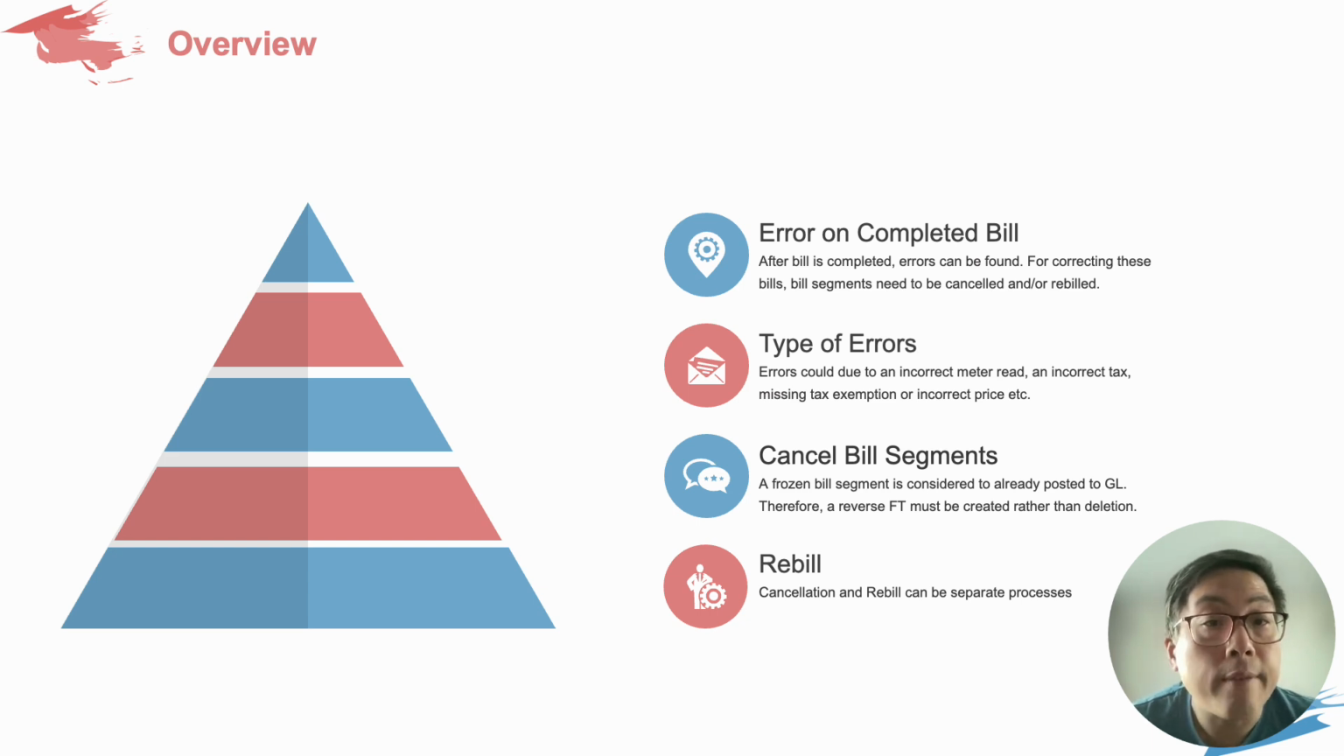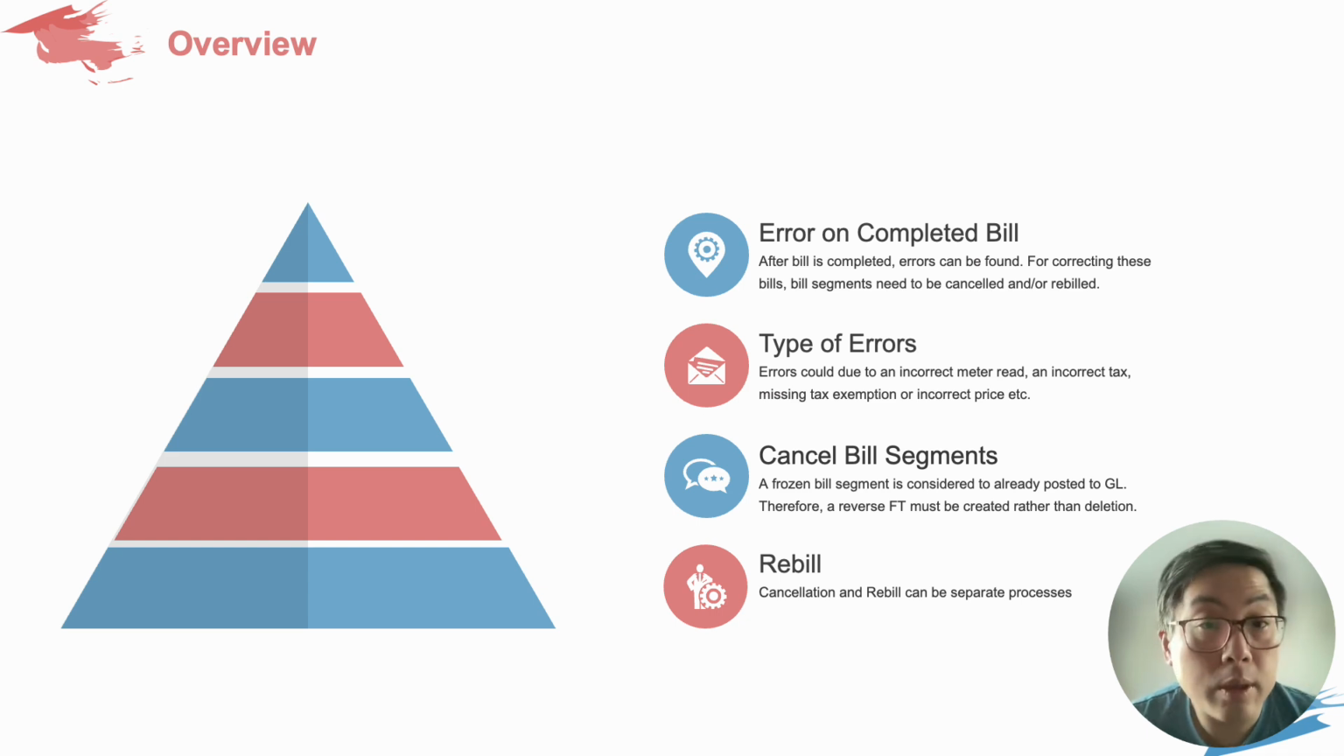Or you could have cases where incorrect tax has been applied on the bill, or it could be the tax exemption. For example, in the UK, you could have the VAT CCL certificate, which was missing when the bill was generated.